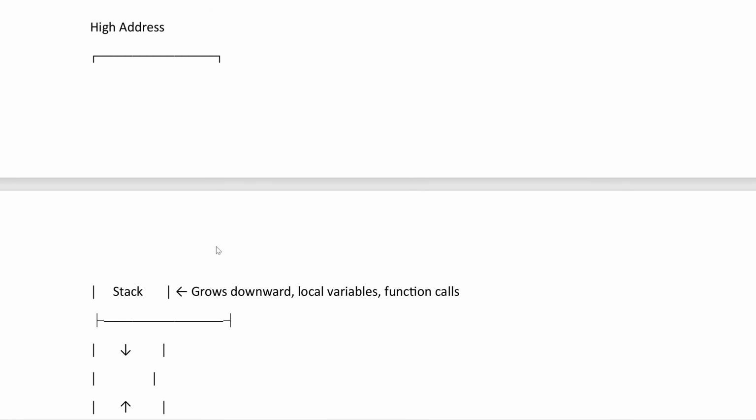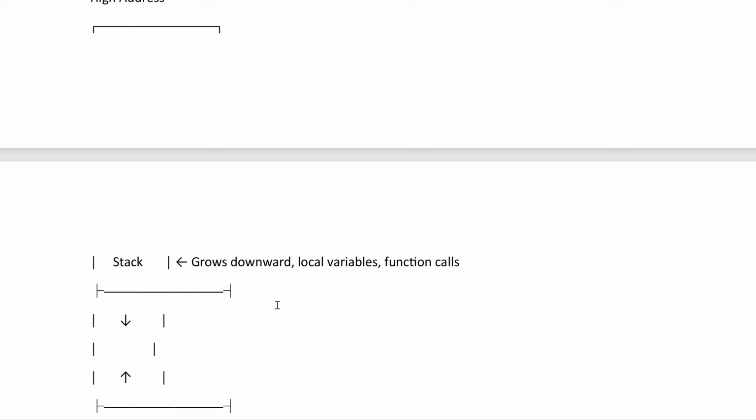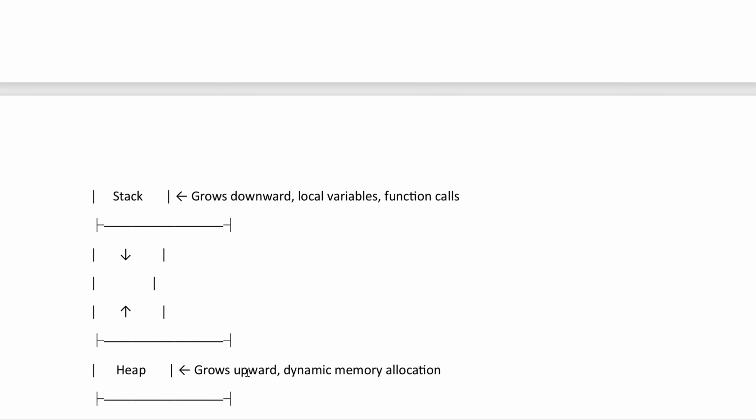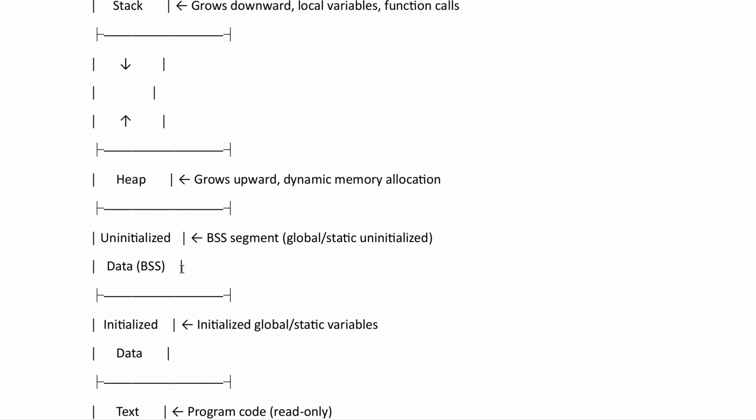So, process memory layout. Process memory is divided into sections. These sections are the stack, which will always grow downward; the stack stores local variables and function calls. The heap grows upward, and it provides dynamic memory allocation.